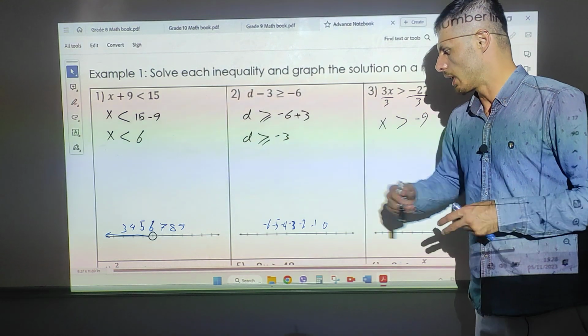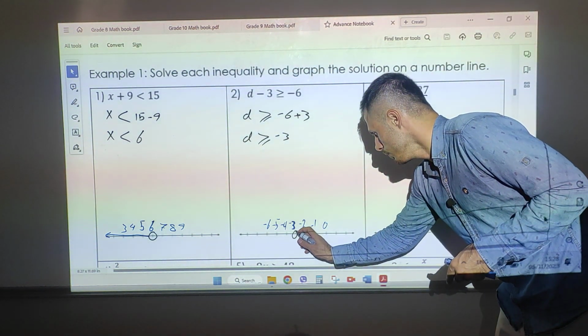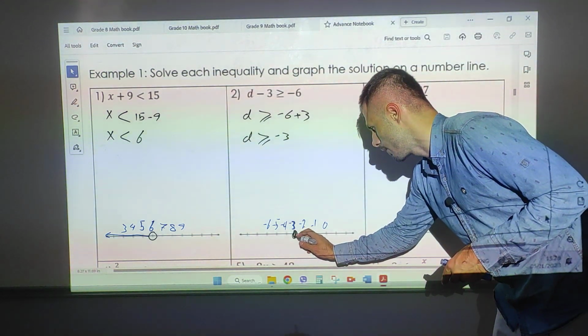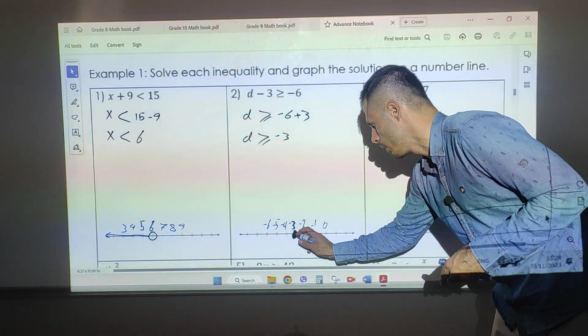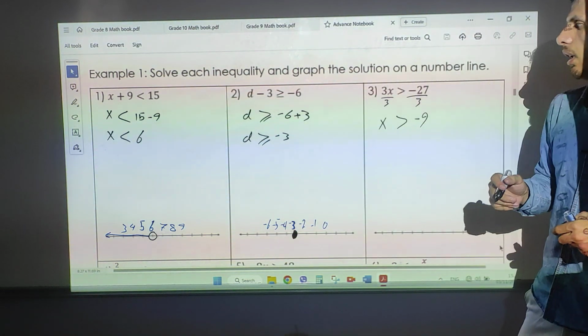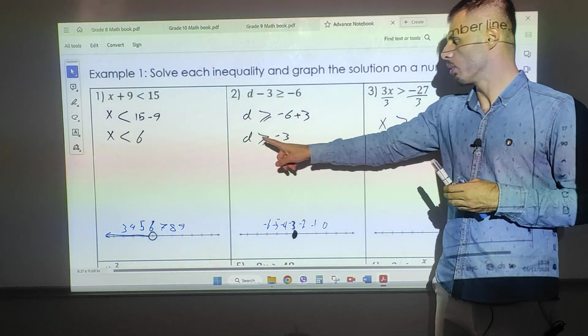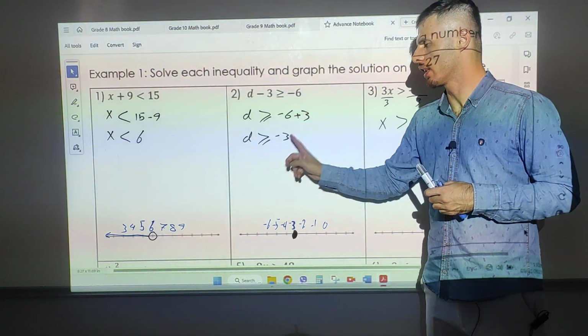We show the number which is -3, but we must fill the circle. Why? Because we have equal. Now we show those numbers which are greater than -3.